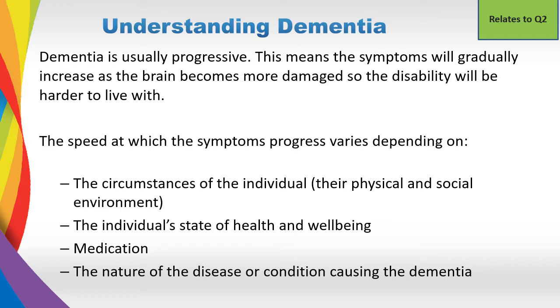Now the speed at which those symptoms progress does vary from person to person, so the circumstances of the individual, like their physical and social environment, will make a difference. The individual's state of health and well-being, so outside of their cause of dementia, what else is going on in their life, any medication they're taking, and the nature or condition causing the dementia as well. Some dementia causes do progress quicker than others.